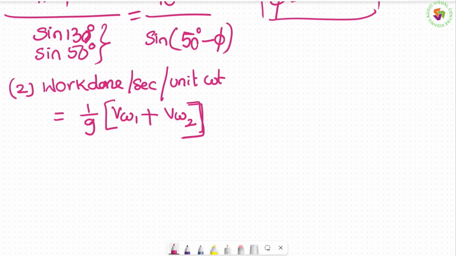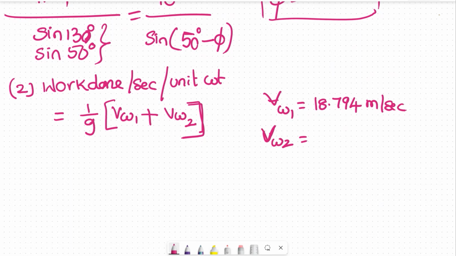So now you need to calculate these two. Already, let me tell you, VW1 we have already calculated. What is VW1 in the inlet velocity triangle? It is nothing but V1 cos alpha, it is 18.794 meters per second. Already I did it. What is VW2? VW2 is equal to V2 cos phi minus u2, normally we should put it like that.